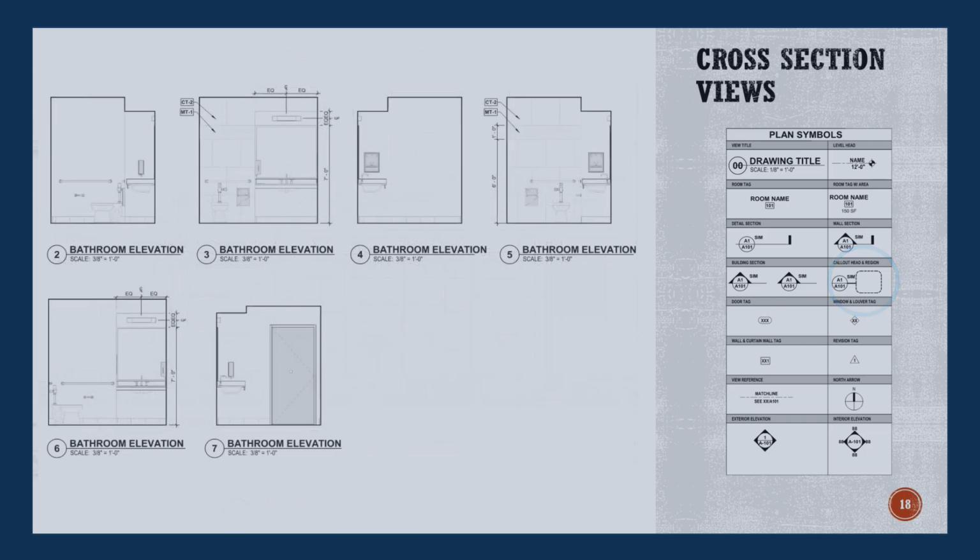The circles with no lines and with the 4 points are symbols that will bring you to an elevation. Again, the points of the triangle are the direction you would be facing if you were standing where that symbol is on the plan.